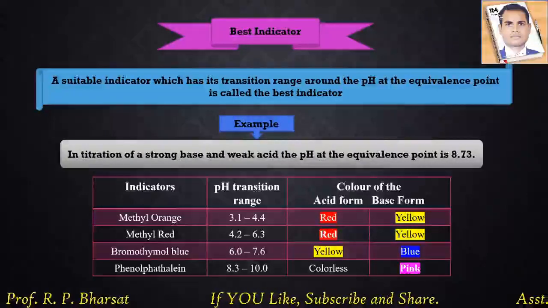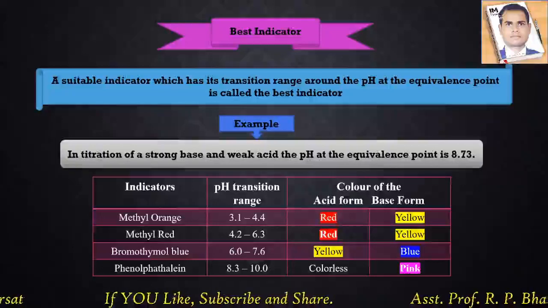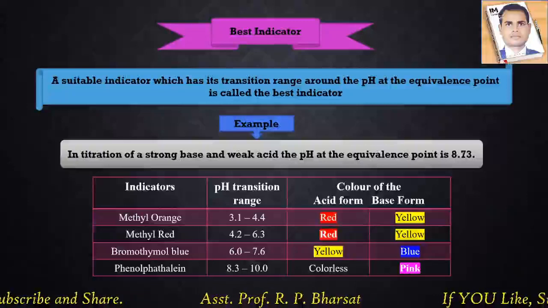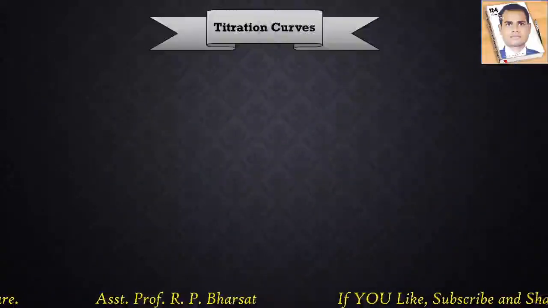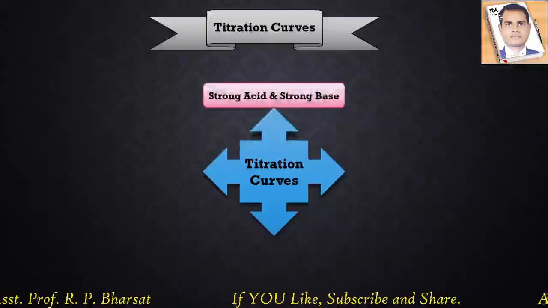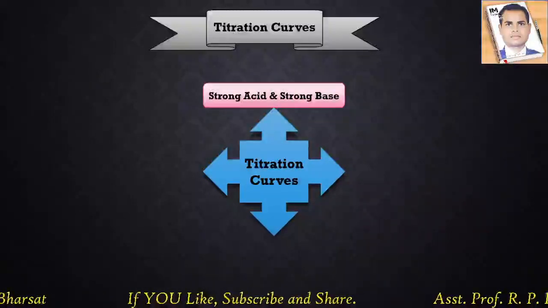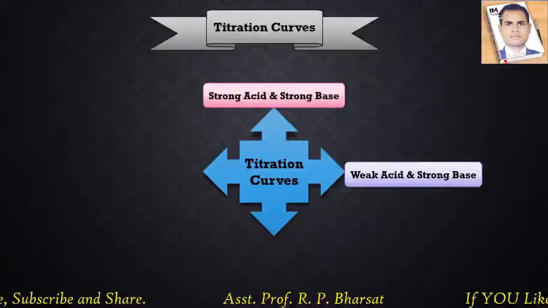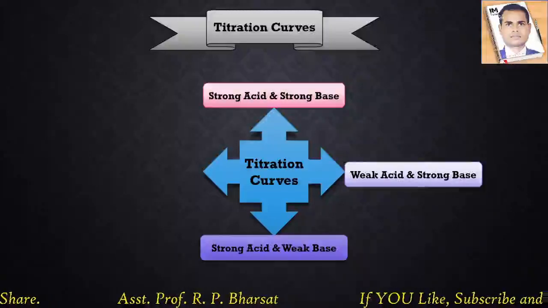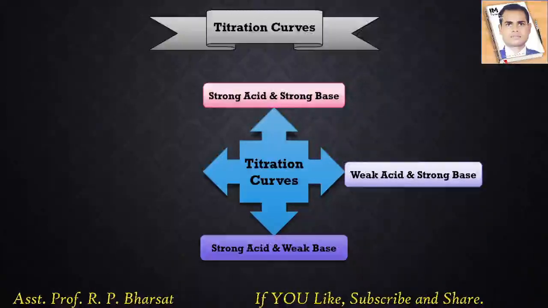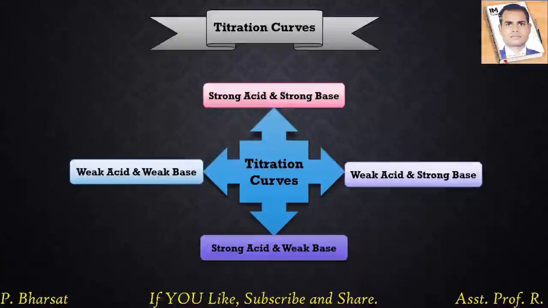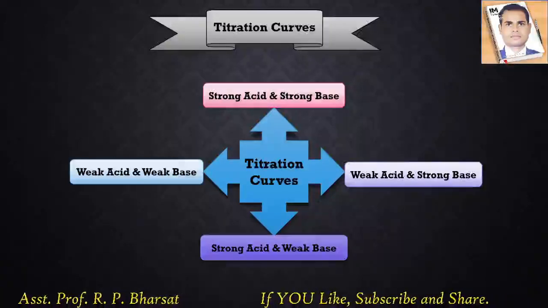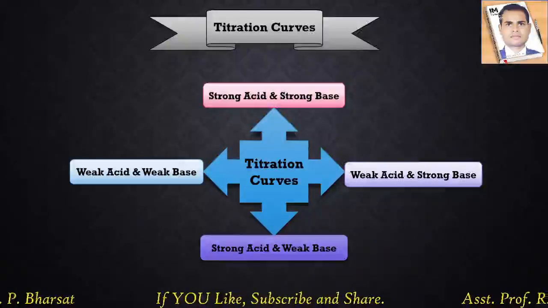So with the help of all these terms, we have to explain neutralization curves or titration curves. They are divided into 4 types. The first one is strong acid and strong base. The second one is weak acid and strong base. Third is strong acid and weak base. The last one is weak acid and weak base. We have to see all these types of titration curves in detail.